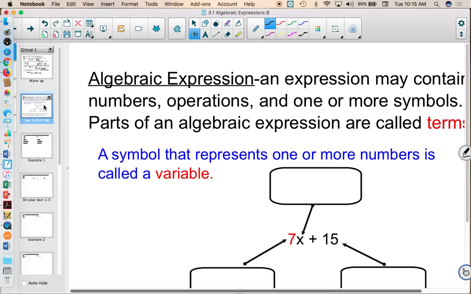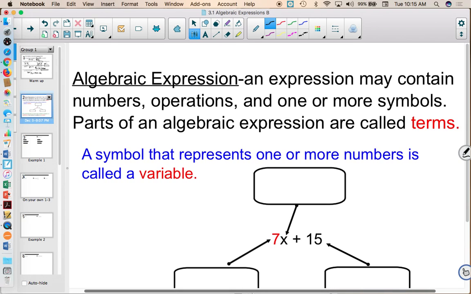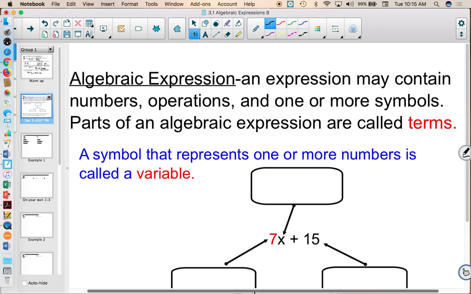Algebraic expressions. Today we are going to be working again with writing and evaluating expressions that represent real life situations. And we want to talk a little bit about what an algebraic expression is. An algebraic expression is an expression that may contain a variable, well, numbers, operations, and one or more symbols. Parts of an algebraic expression are called the terms. This is very important. A symbol that represents one or more numbers is called the variable.